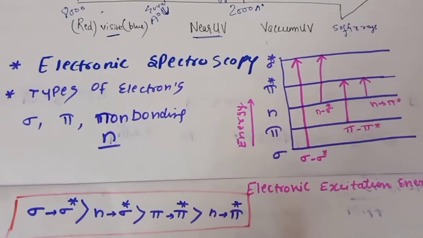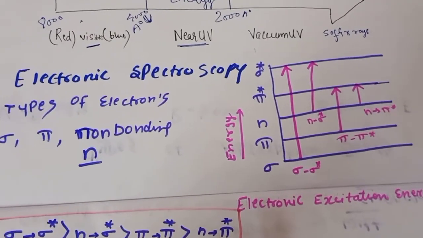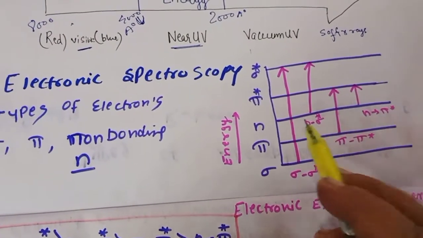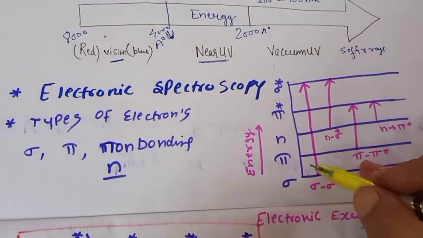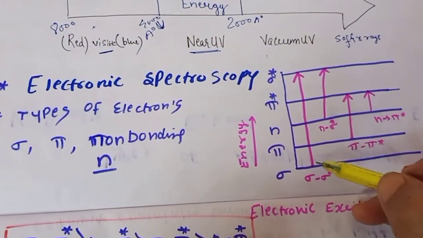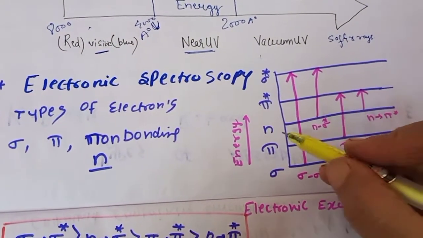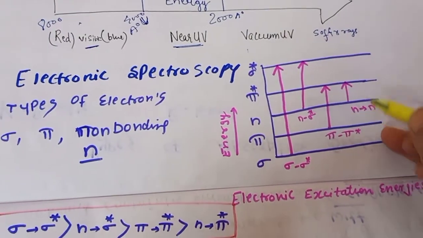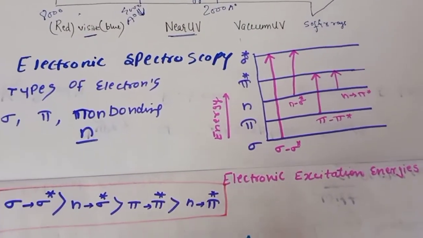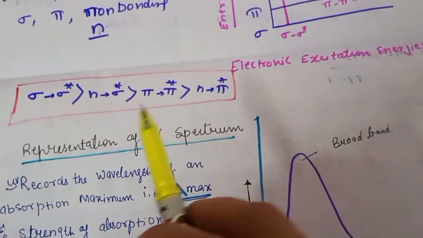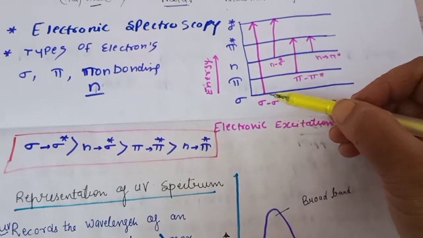Now electrons jump from a lower energy level, the ground level, to a higher one. We are talking about these three types of electrons, sigma, pi and n. So the transitions will take place from sigma to sigma star, pi to pi star, n to sigma star, or n to pi star. These are the transitions. I will discuss them in detail in another video, and I have already explained this in class. So as we can see, the maximum energy is needed for which transition?